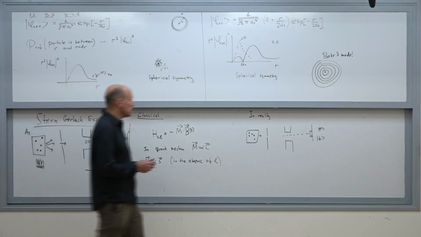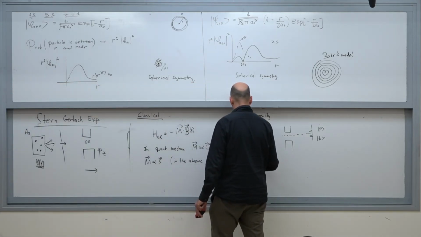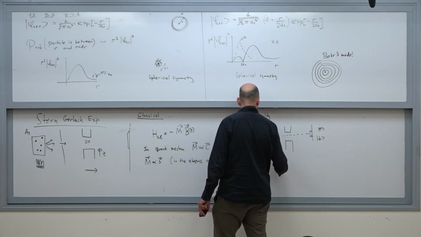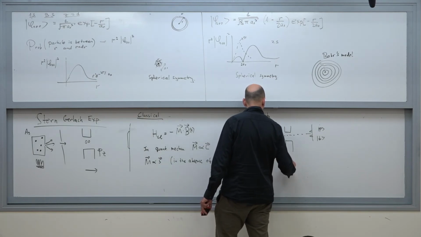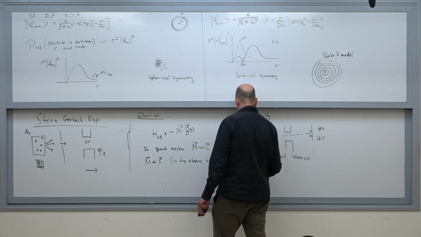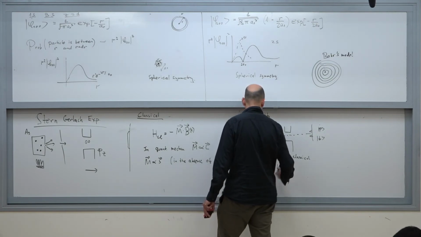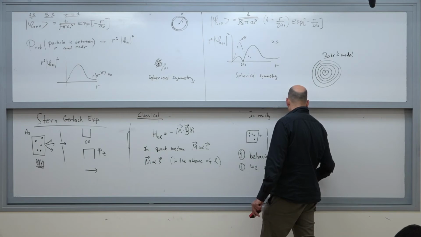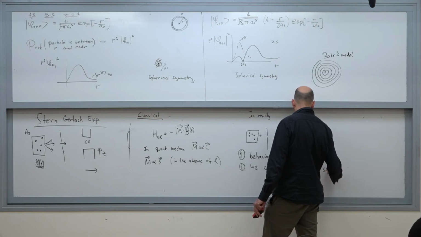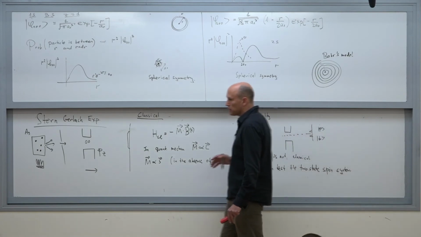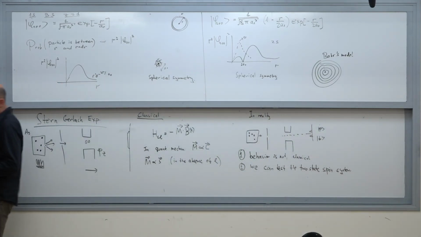Just to summarize, we see that the behavior is not classical, and second, we can test the two-state spin system. This together with the Zeeman effect is strong evidence that spin actually exists.